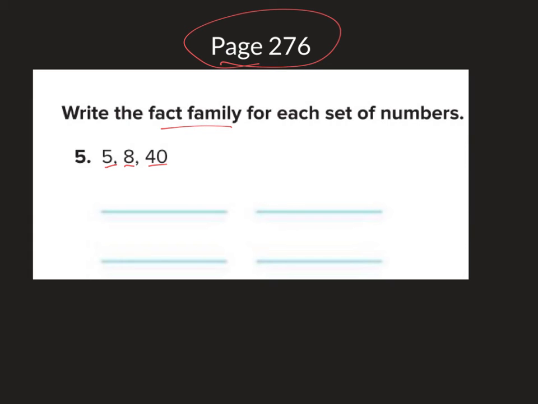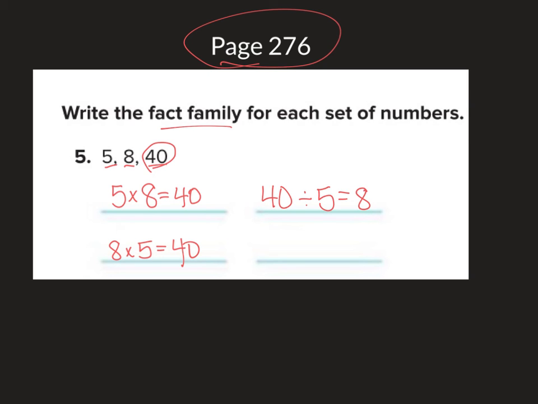I want to write the fact family, here's what I do. So I have 5, 8, and 40. So first I'd say 5 times 8 equals 40. 8 times 5 equals 40, right? We got that commutative property of multiplication. Then if I'm going to write my division problem, I'm going to start with the biggest number. 40 divided by, well, I could start with 5, equals 8, or 40 divided by 8 equals 5. There we go. There's our fact family.